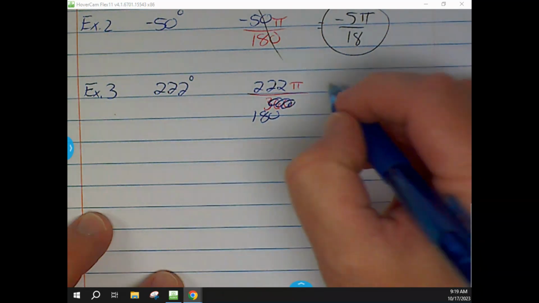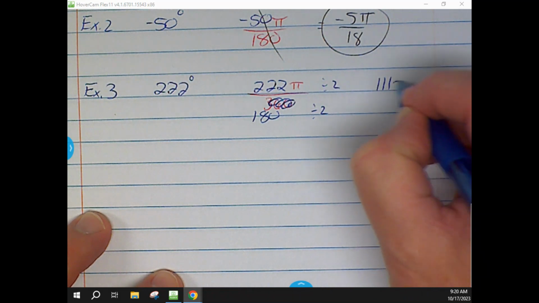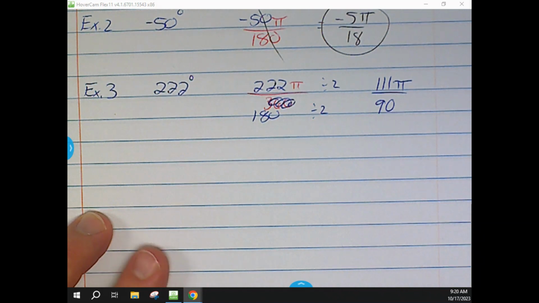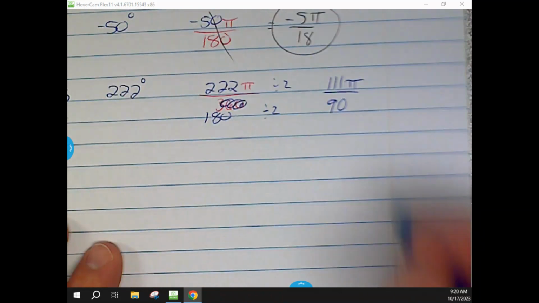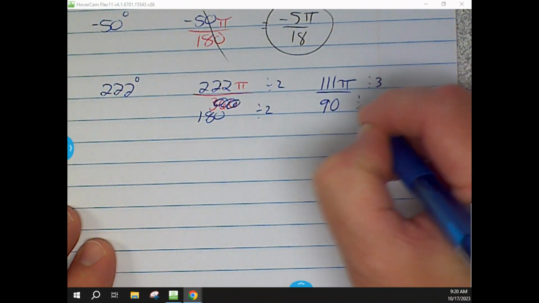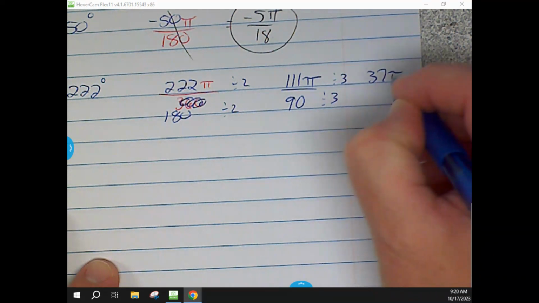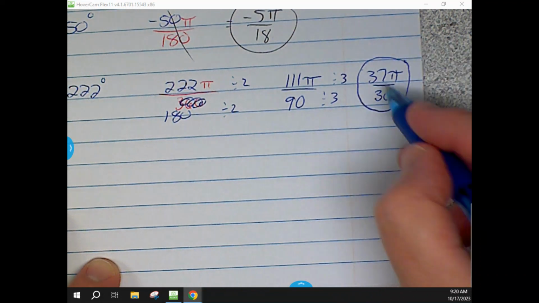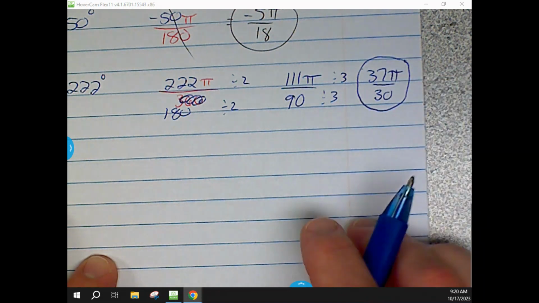Obviously, we can divide them by 2. Let's see what happens after that. That is 111 pi over 90. We can divide them by 3. Yeah. I was going to say we couldn't, but I know 3 can go into 90. If you add these up, that's 3. So, yeah, we can divide them by 3. That's going to be 37 pi over 30. And 37 is prime, so we can't do anything with that. So that'll be the answer we're looking for there.